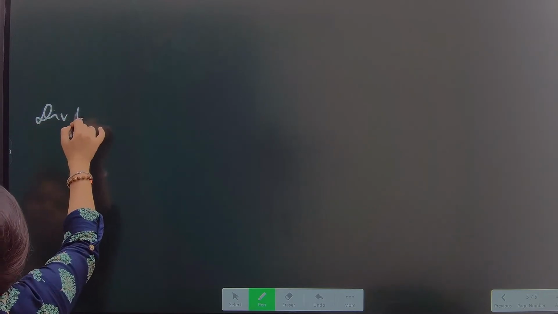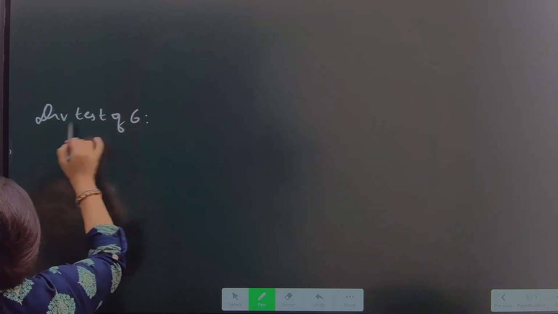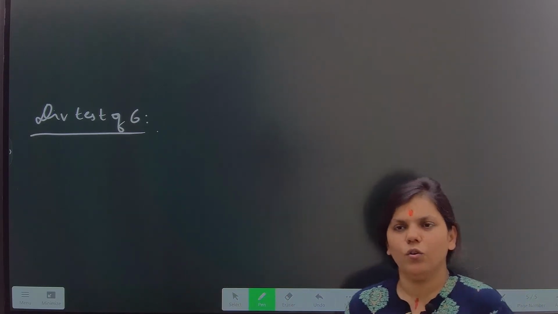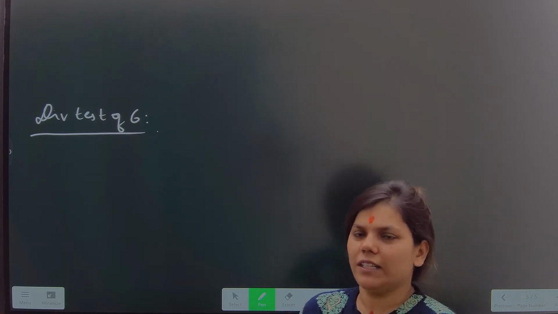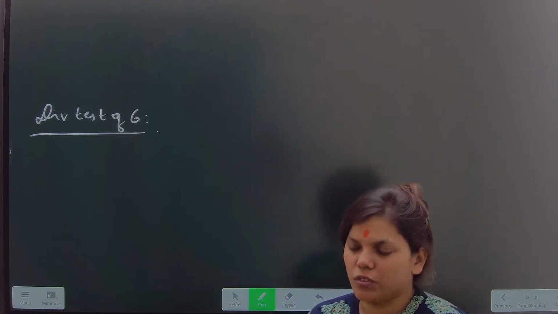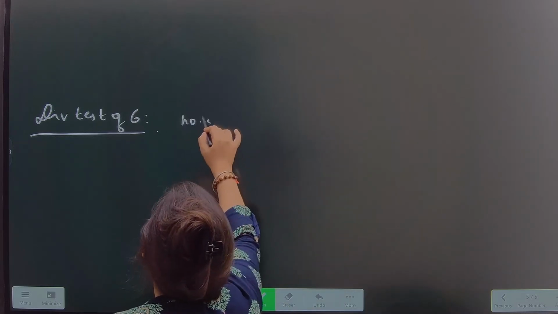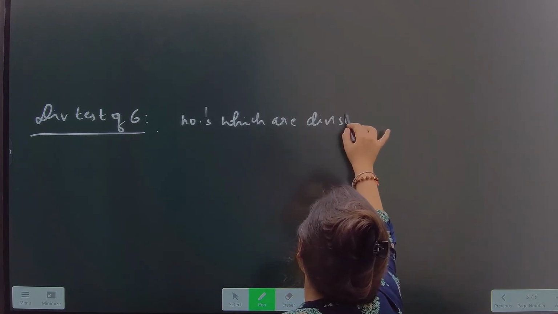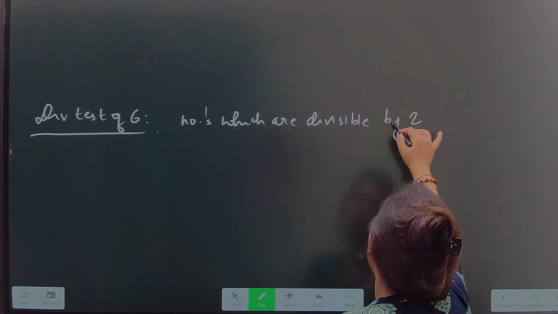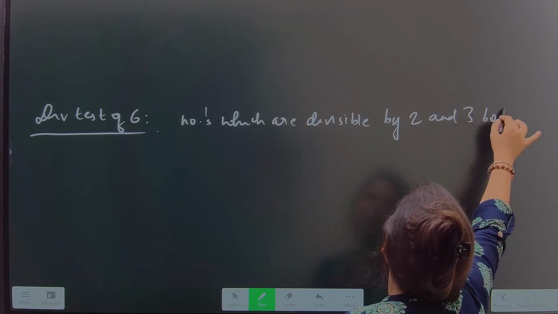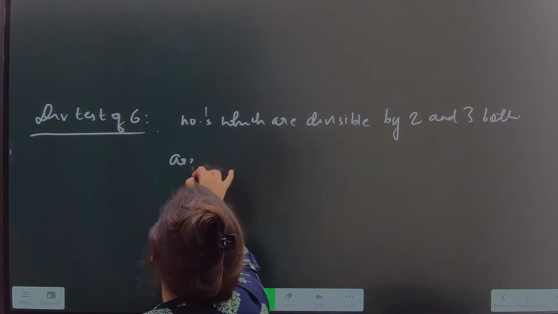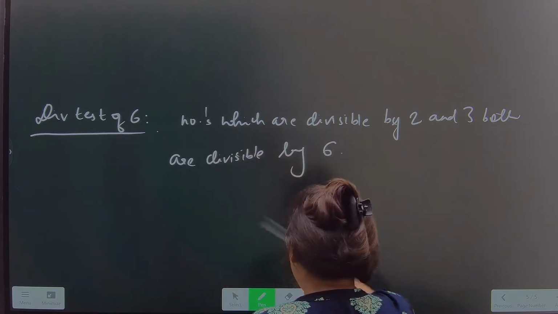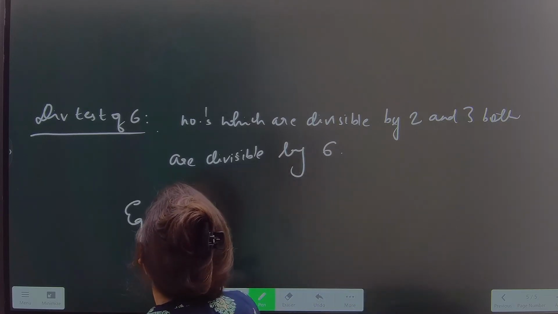Then the divisibility test of 6. In the divisibility test of 6, you need to make sure that the number is divisible by 2 and 3 both. Numbers which are divisible by 2 and 3 both are divisible by 6. For example, 739.